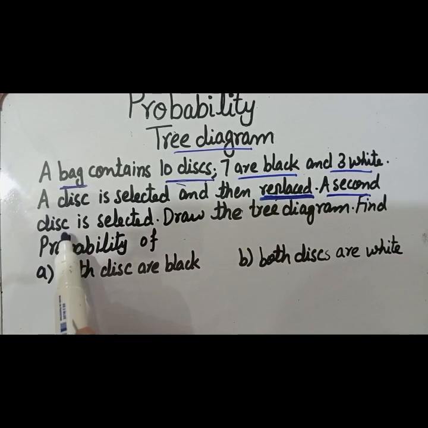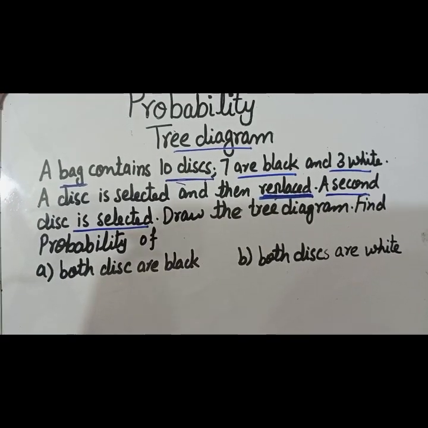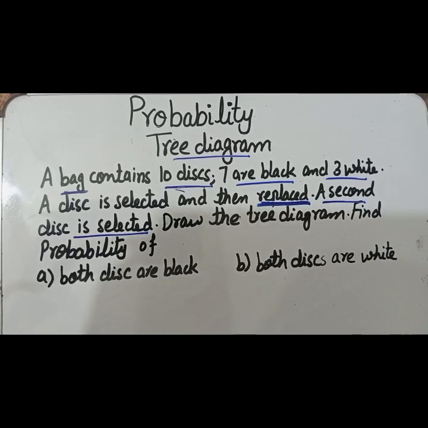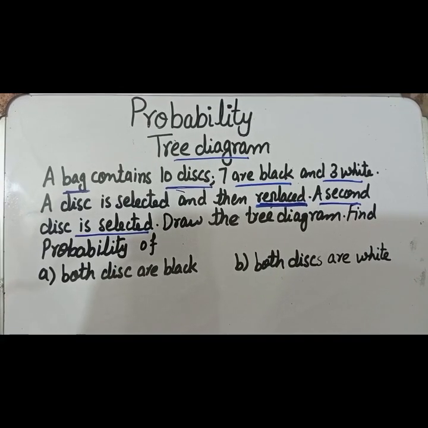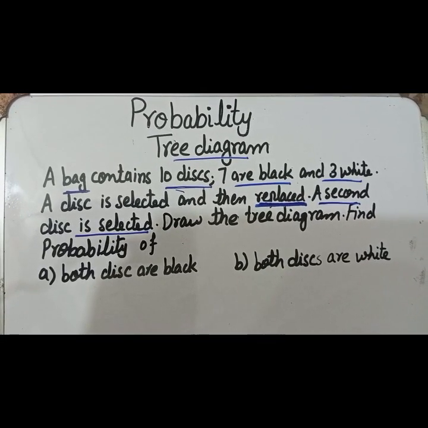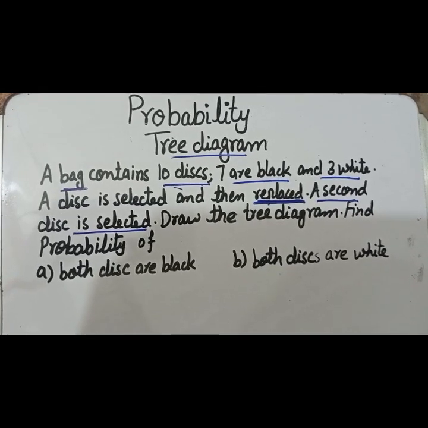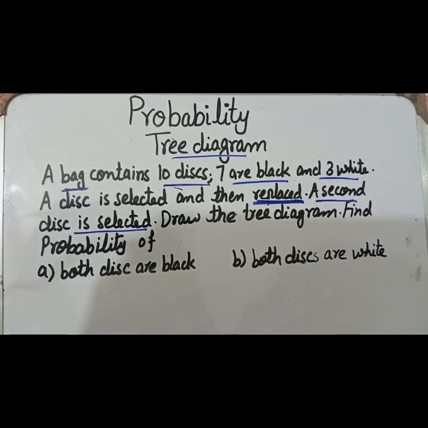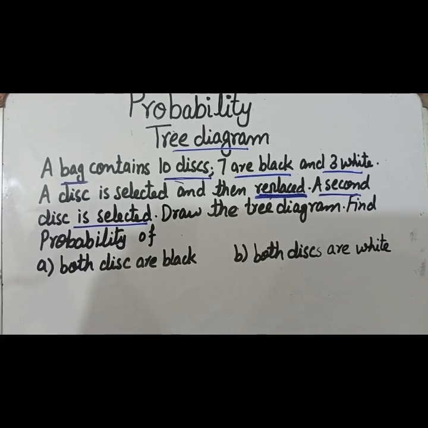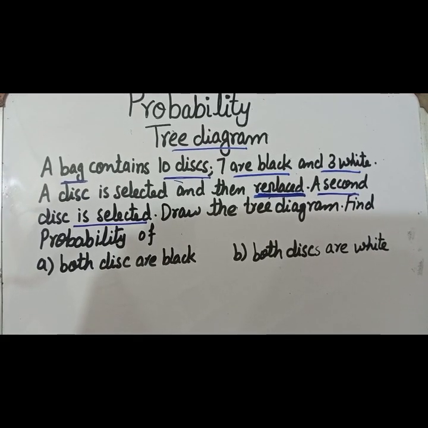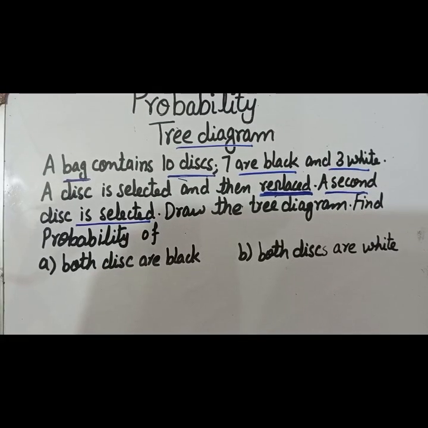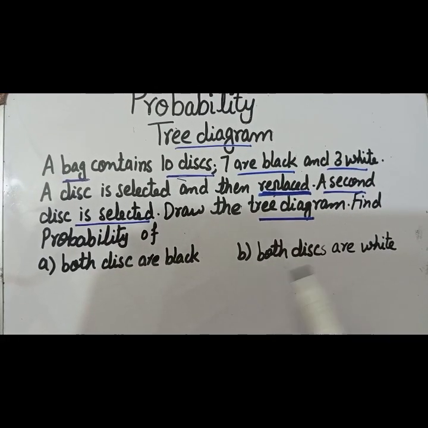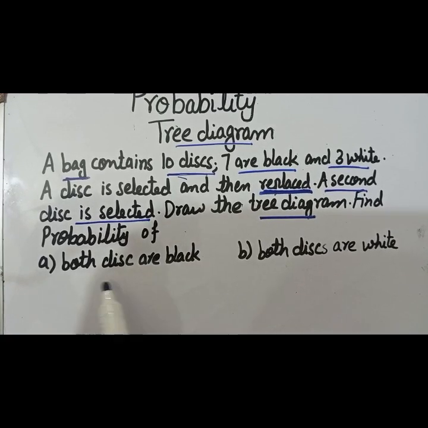A second disc is selected. Means after performing the first task, you are able to perform the second task, unless you are supposed to put that disc back into that particular bag, in which case you would not have a chance to perform the second activity. Draw the tree diagram. First task is to draw the diagram, then we have to find out the probability.